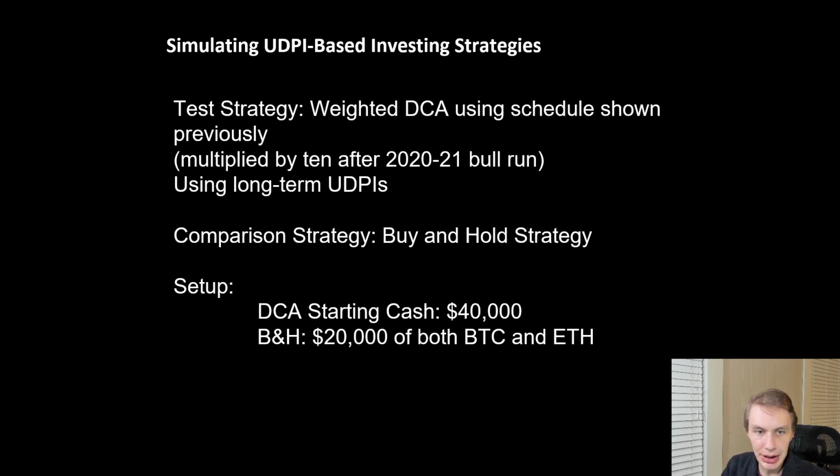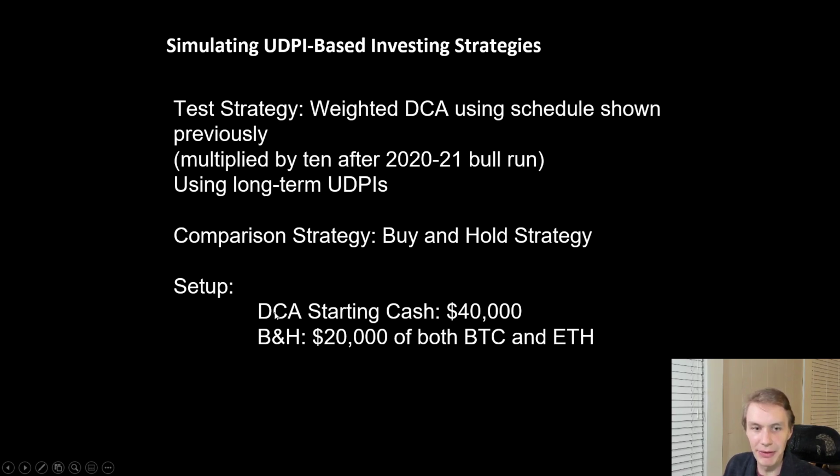So the setup is that the DCA person, so the person doing this weighted DCA strategy, is going to start with $40,000 in cash, so they have nothing invested yet. They're going to invest based on what the UDPI tells them. The buy and hold person just buys $20,000 worth of both Bitcoin and Ethereum. And obviously we know in hindsight that doing this would have been great. Buying $20,000 worth of Bitcoin and Ethereum back in the beginning of 2019 would have been fantastic.